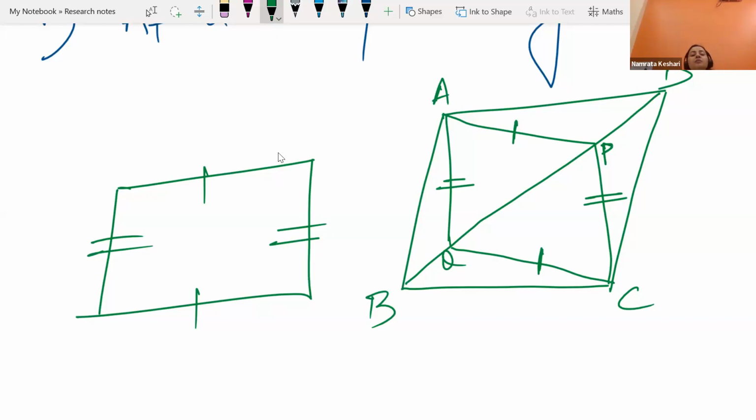Property of parallelogram. We don't have to prove anything over here. Show that APCQ is a parallelogram. We are not supposed to prove anything over here. Then what do we have to do here?